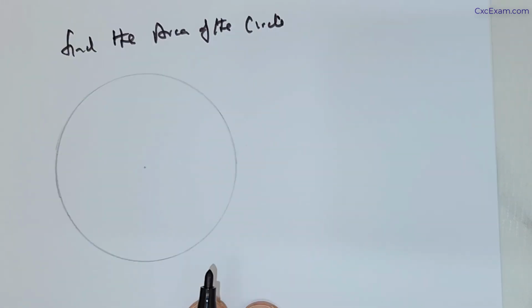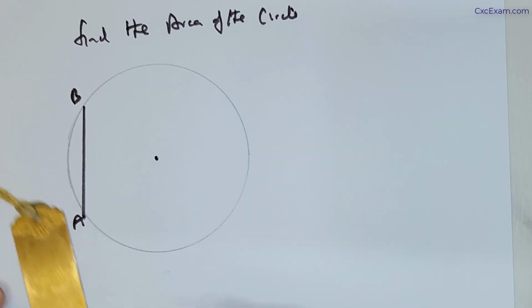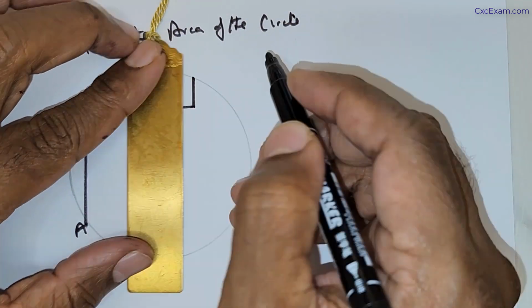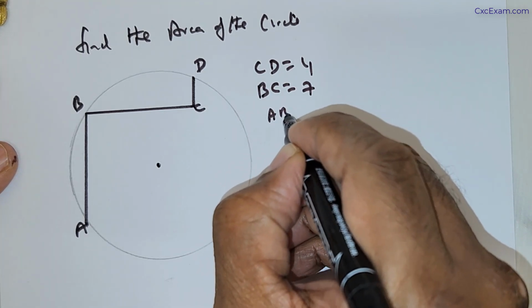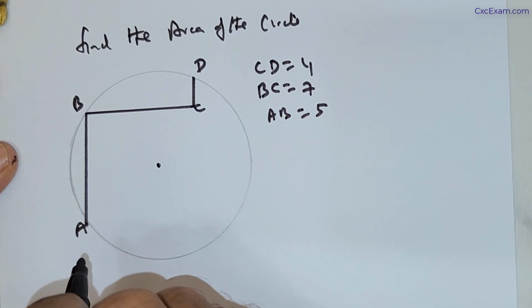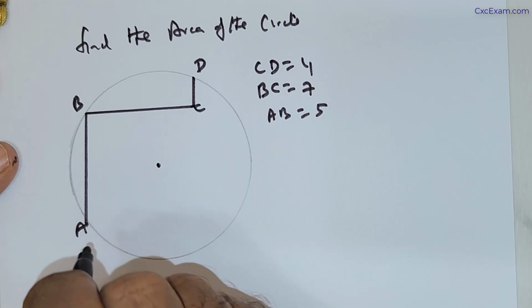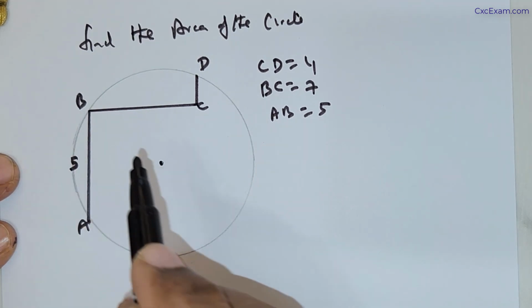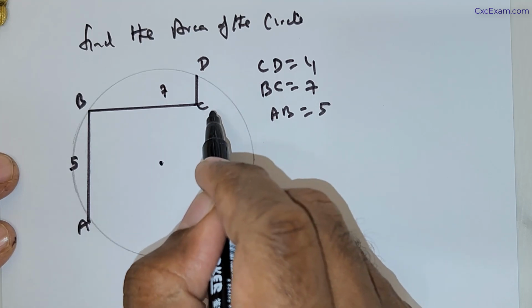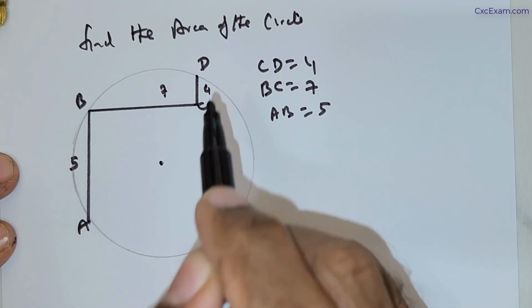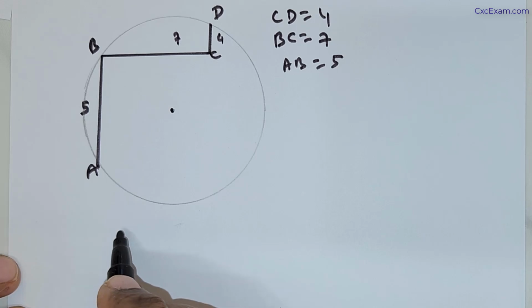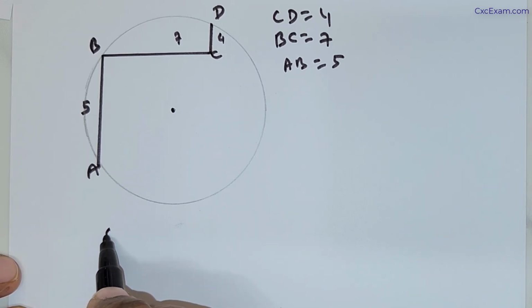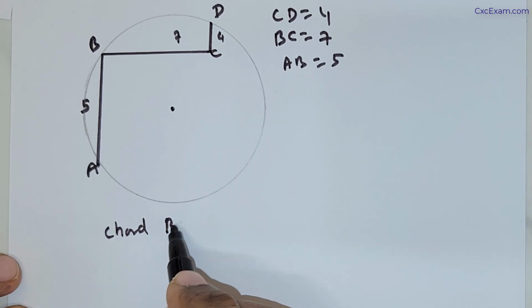Welcome everybody, we have this interesting question. Let me draw units. BC is 7 units, AB is 5 units. So, okay, this is 5, this is 7, and this is 4 units. So foremost, what I wish to do is utilize the chord bisector theorem.